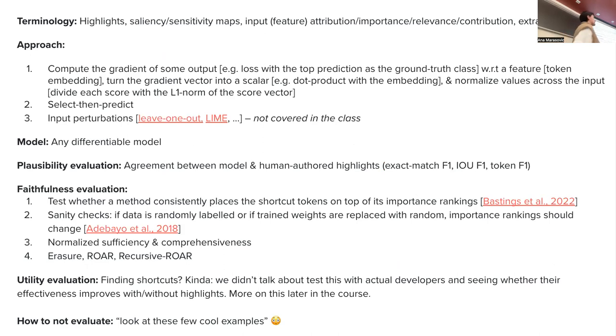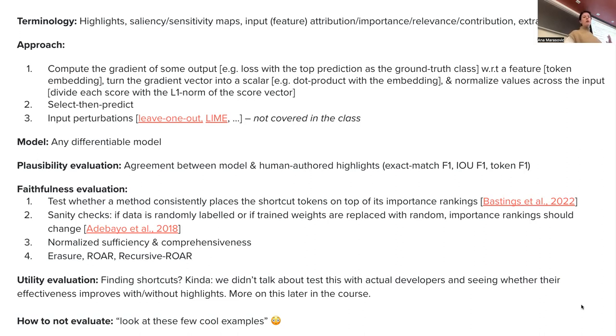So in this slide, we have basically everything about our highlighting methods. First of all, we have talked about how they come under a plethora of names. I like the word highlighting because it doesn't suggest anything human-like. In images, they have been known as saliency or sensitivity maps because you are putting these kinds of highlights over these 2D images.